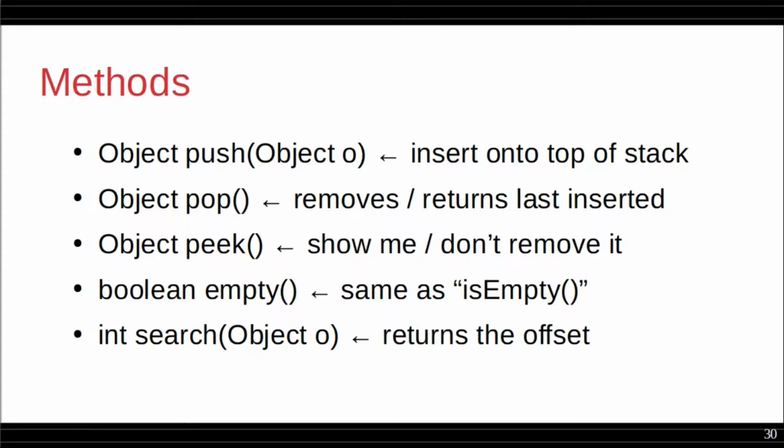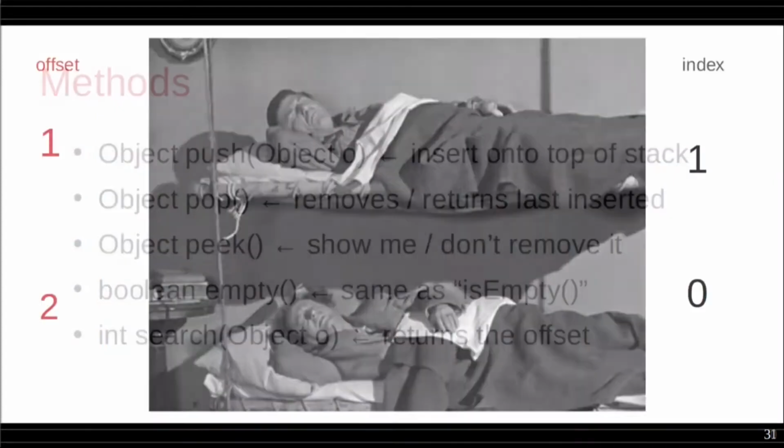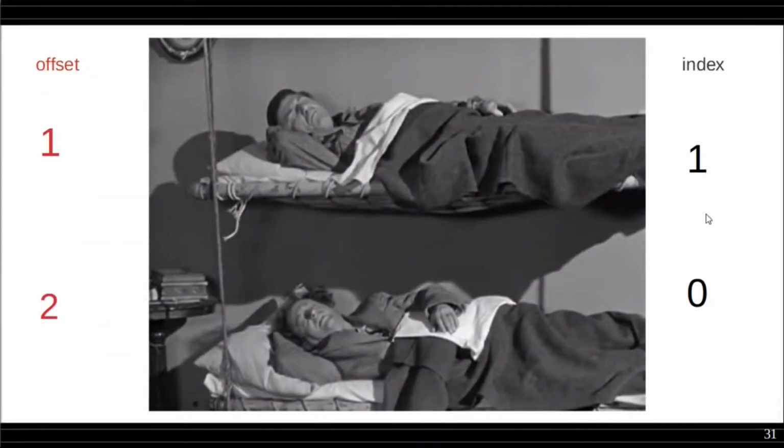So offset, what the hell is that, you ask? Well, looky here, on this side we have the index. Remember, stack implements random access. So we have an index here starting at 0, of course, and we count from 0 from the bottom of the stack on up. Over here is the offset, which starts at 1, and we count down from the top of the stack. So 1, 2, and so on. Shemp here is at index 1. He's got an offset of 1. Larry, index 0, offset of 2.